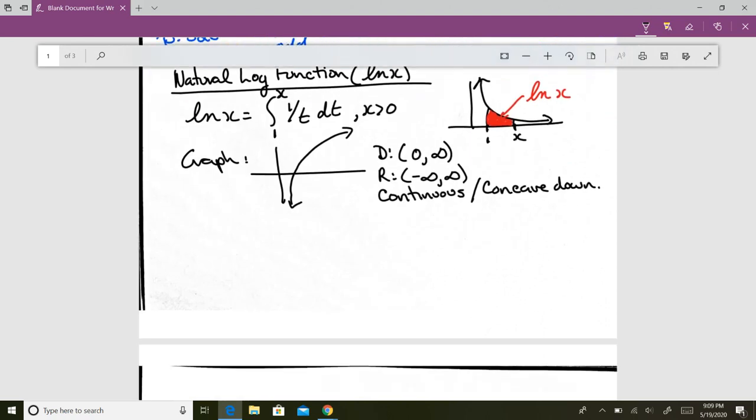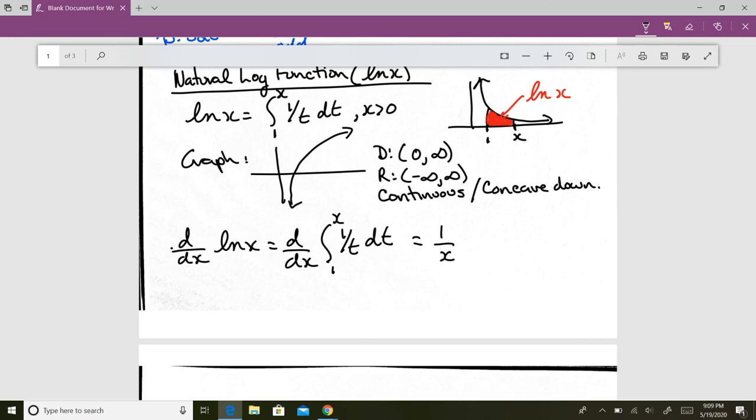So based on this definition, we can figure this out using the second fundamental theorem of calculus. If I said the derivative with respect to x of the natural log of x, well, what that means is the derivative with respect to x of the integral from 1 to x of 1 over t dt, which, hopefully you remember from the second fundamental theorem, the x just goes in for t, is 1 over x. And that is the derivative of the natural log of x.